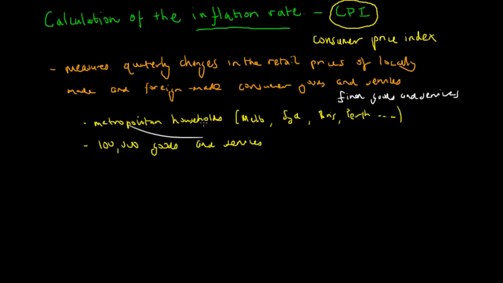Okay, so now we know that they survey metropolitan households on a regimen or a basket of goods and services. This represents the range of goods and services included in the basket whose prices are to be measured, and this includes around 100,000 goods and services. So the ABS then subdivides these goods and services into 11 different categories.